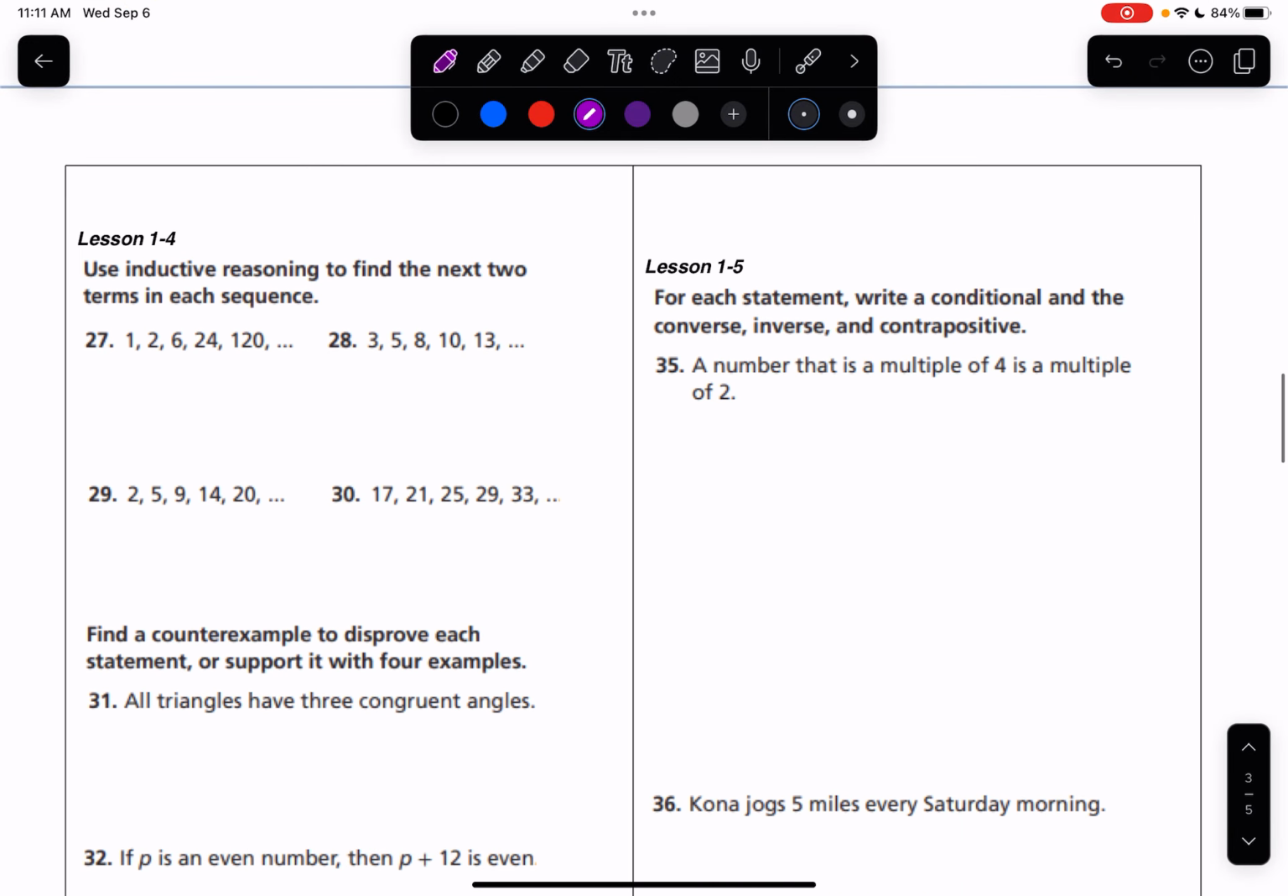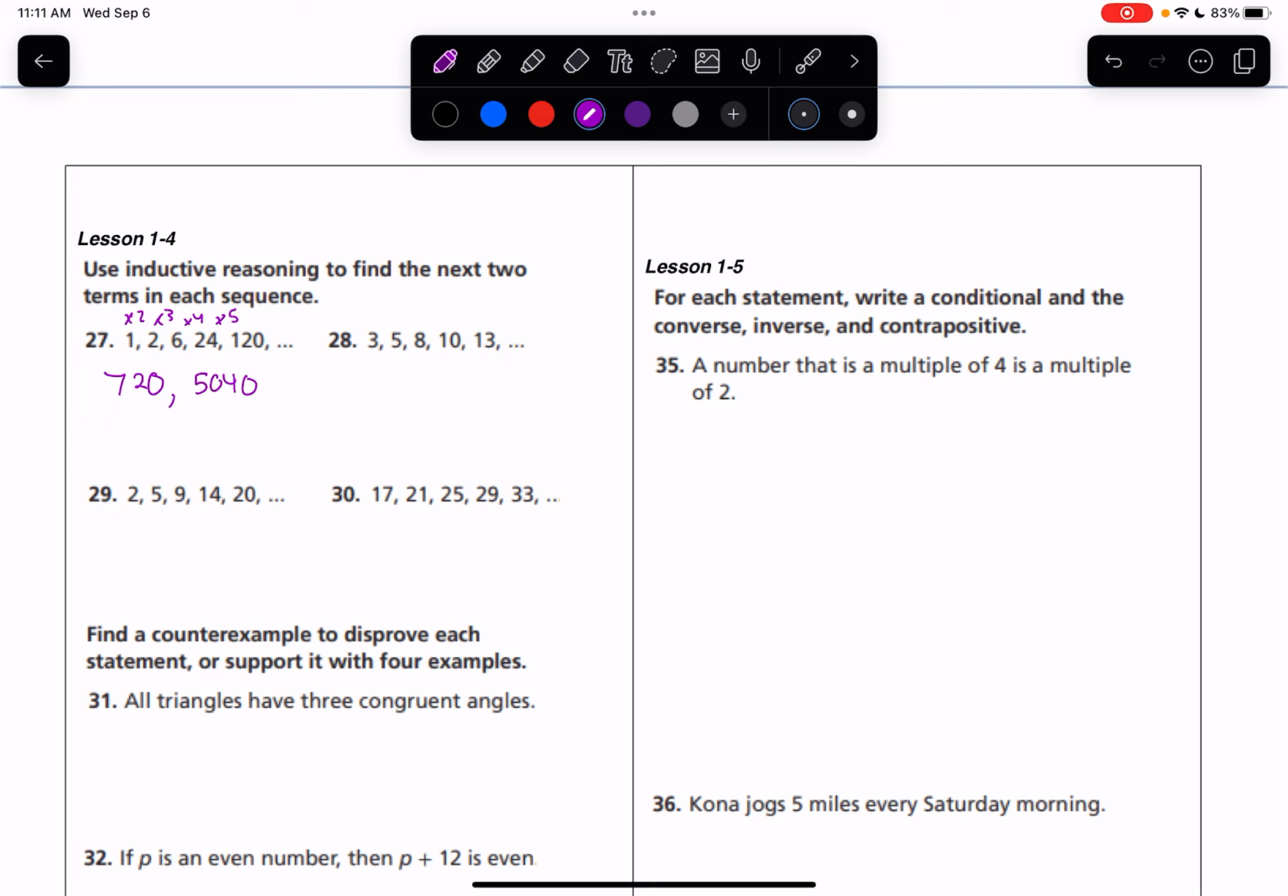Now we're doing more terms in sequence using inductive reasoning to find the next 2 terms in each of these sequences. So we've got 1, 2, 6, 24, 120. Looks like we are going upward here. We're doing times 2, times 3, times 4, times 5, which means the next one would be times 6, which would be 720. And then times 7, so 720 times 7, which would be 5,040.